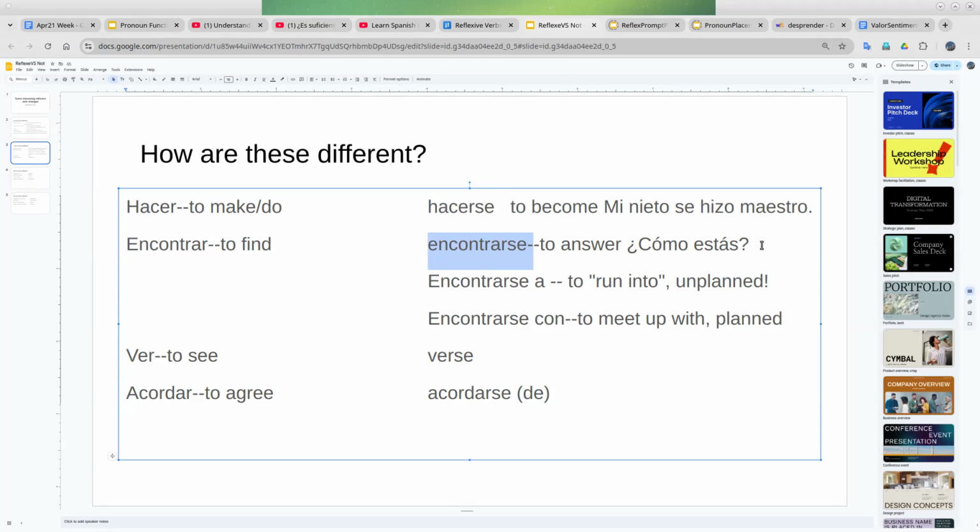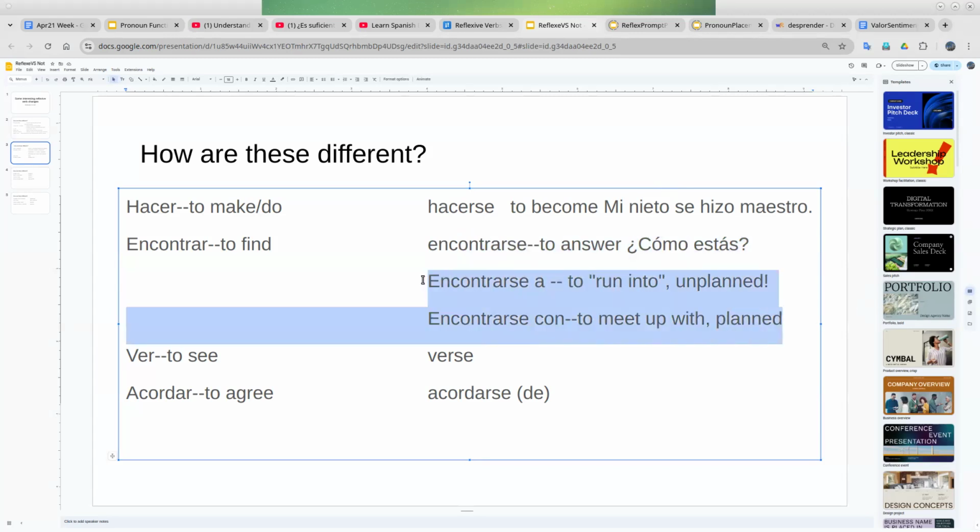But me encuentro bien, me encuentro mal, me encuentro bien. I feel great is often used to answer ¿Cómo estás? And then it has to be used reflexively. Me encuentro bien. But you will hear people responding to ¿Cómo estás? using that verb, right?